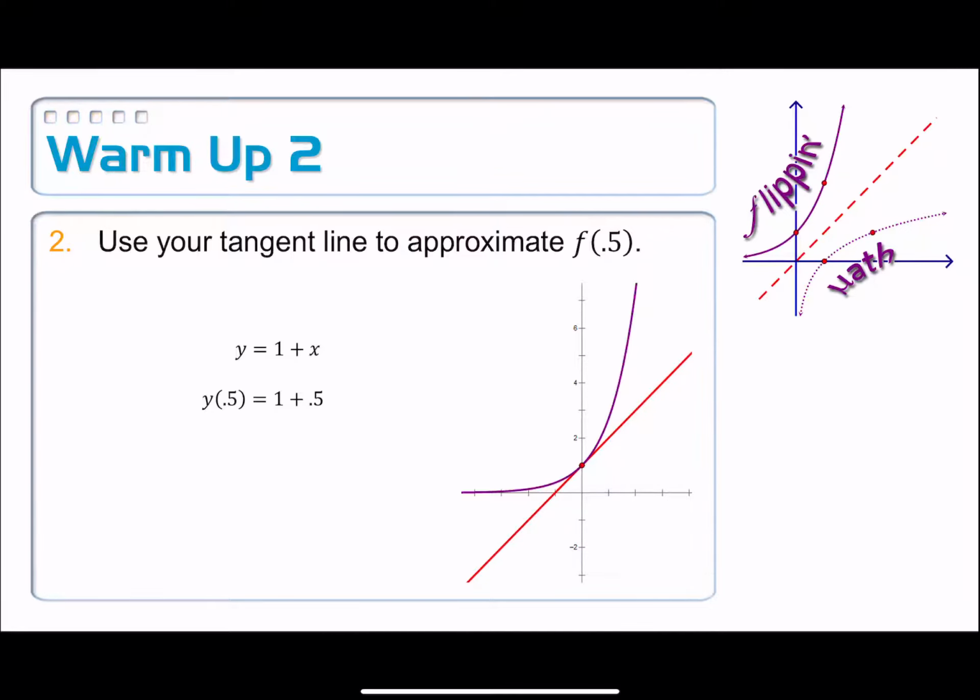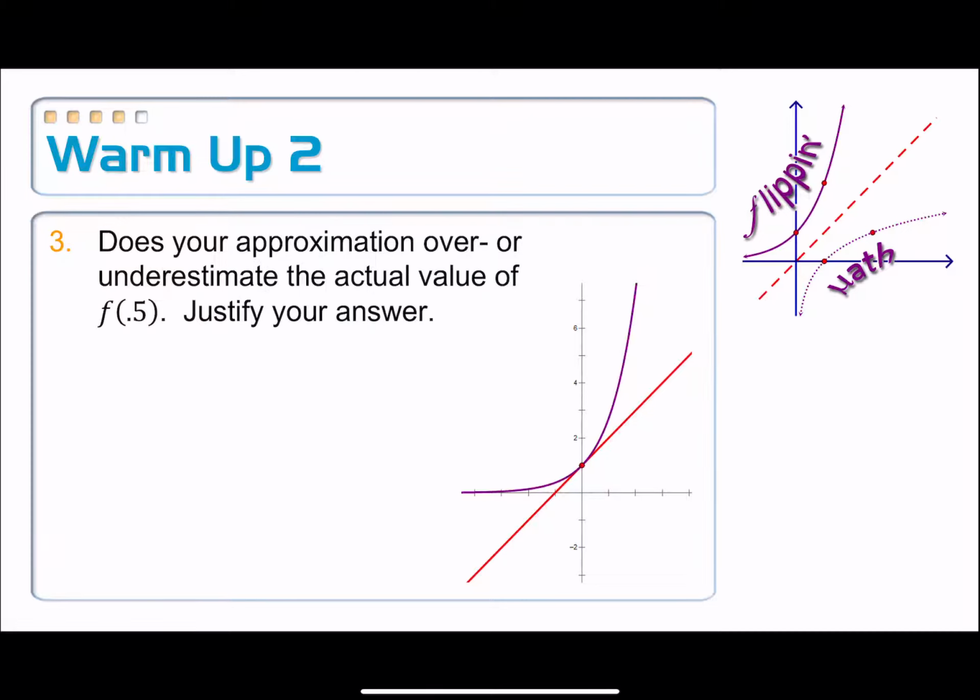But the tangent line, if I just plug in 0.5, 1 plus 0.5, I get 1.5. It's saying that the square root of e is pretty close to 1.5, right? And that was so much easier to work with than the transcendental function e to the x.